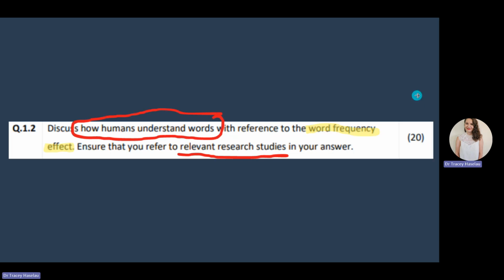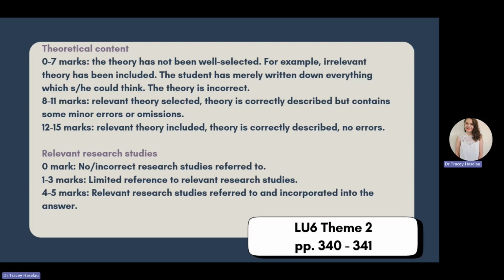Okay, 20 marks here. So let's look at how the mark allocation was broken down for this question. Again, this has come from the marking memo. This is how the examiner was marking it. 15 marks were for the theory. Remember the entire mark allocation was 20 marks, so 15 of those marks were for the theory and 5 marks were allocated for relevant research studies. Again, if you simply write down everything that you can remember about that theory, without a clear understanding that you need to use this theory to tell the examiner how humans understand words, if you just word vomit all over the page, you're not going to get very good marks. It must be correctly executed in terms of how you explain things.